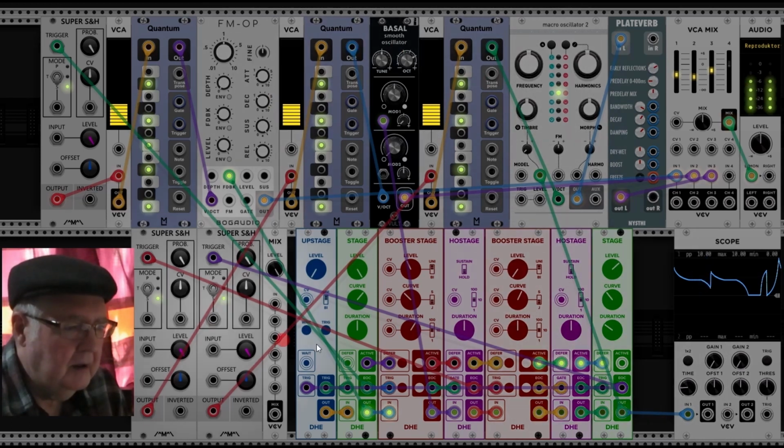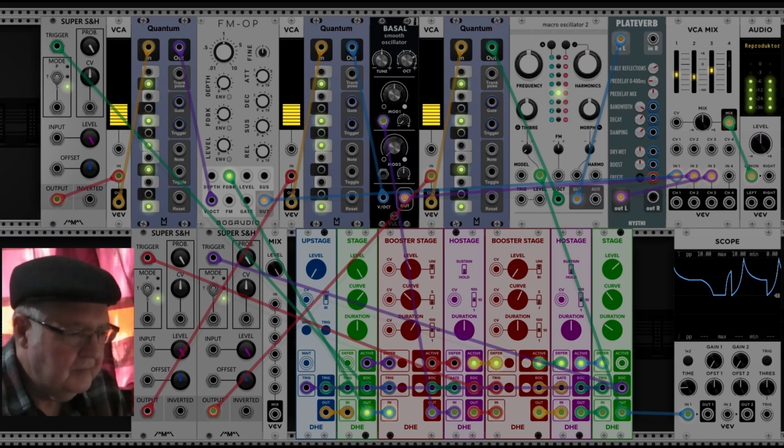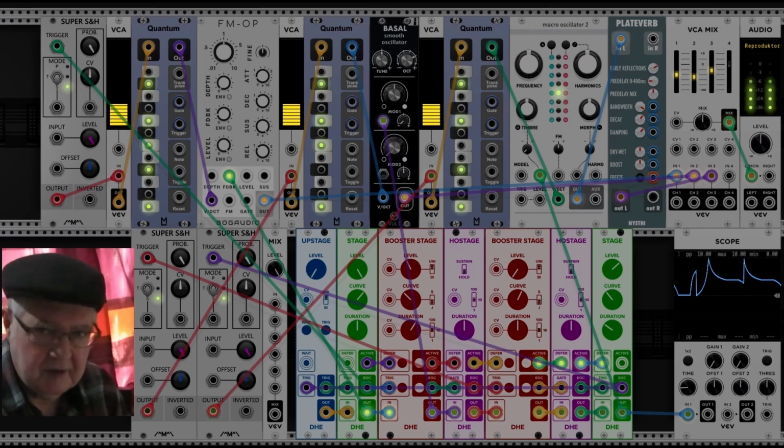I personally like this patch the most. It's partly slow, and it's generating different harmonies. The scales are the same as before.